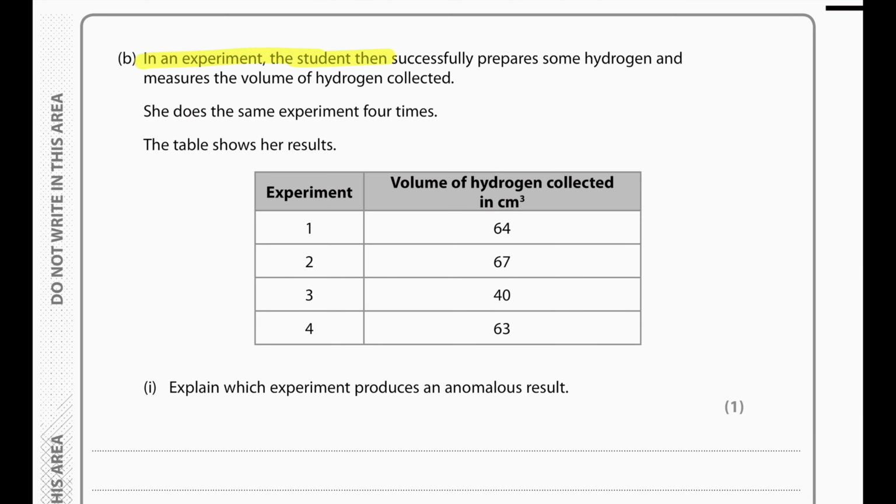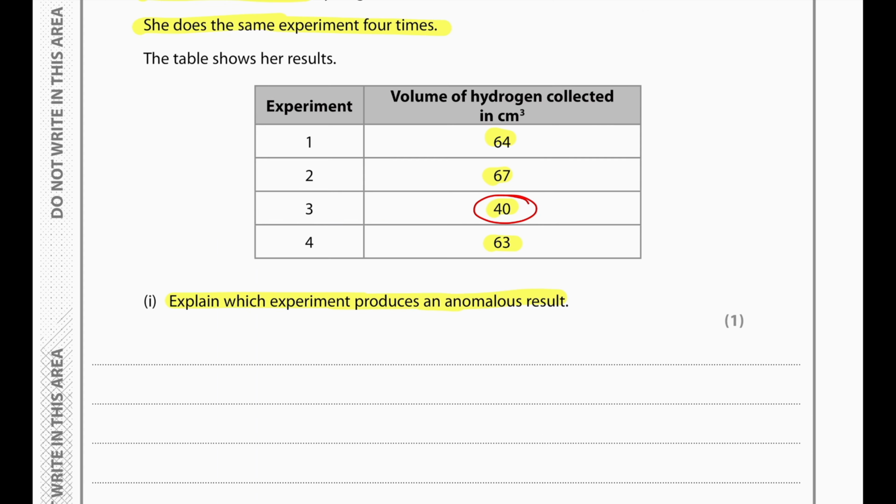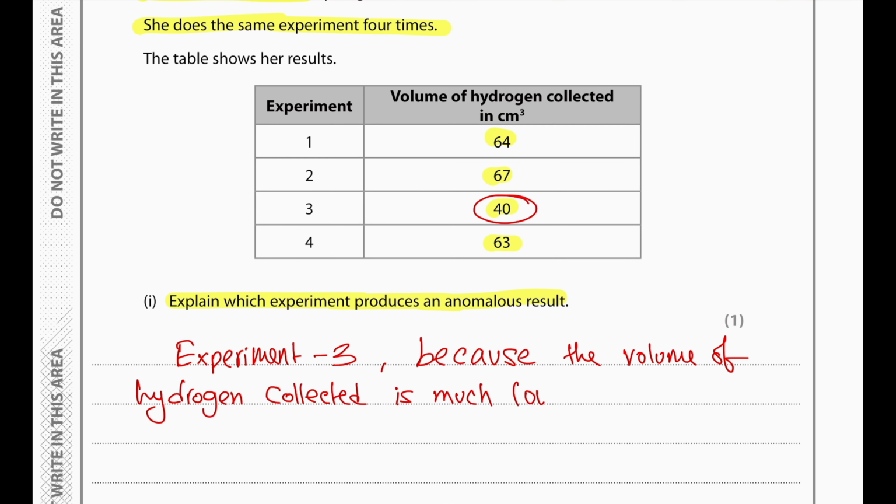In an experiment, the student then successfully prepares some hydrogen and measures the volume of hydrogen collected. She does the same experiment 4 times. In 4 times, she collects these volumes of hydrogen. Explain which experiment produces an anomalous result. In all of the experiments, we're producing above 60 cm³ of hydrogen collected, but only in experiment 3 it shows that it produces 40 cm³ of hydrogen collected. So we will say experiment 3, because the volume collected is much lower than the other 3.